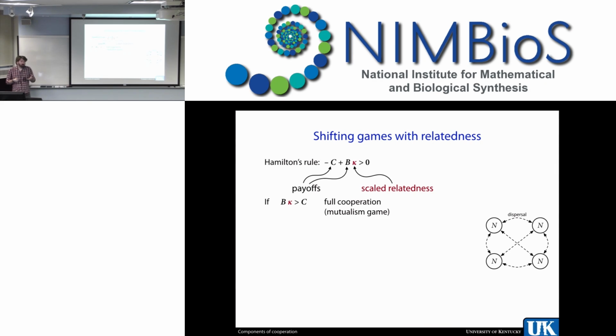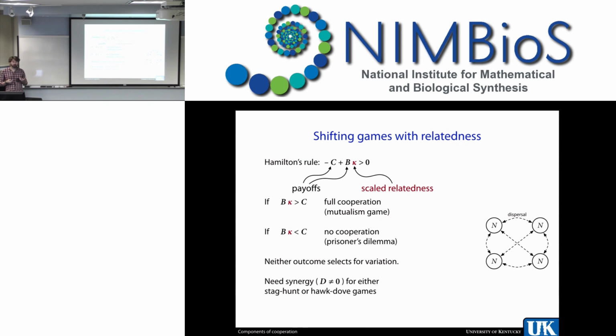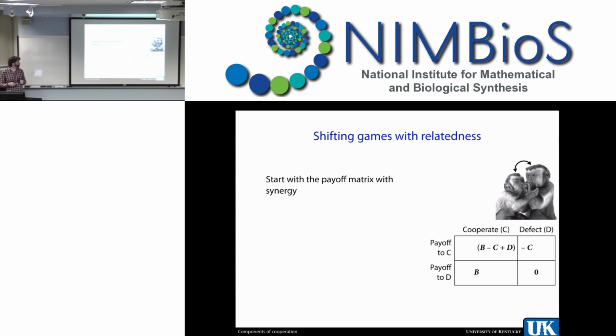So this gives us, again, a way to think about how selection tells us when cooperation happens. Really simple: if the benefits times this relatedness parameter are greater than the cost, you get mutualism. If they're less, you're back to the prisoner's dilemma, and there's no variation. So to get variation even in the simple case, you still need some kind of synergistic effect, some positive or negative synergy between the actions of the individuals in the population.